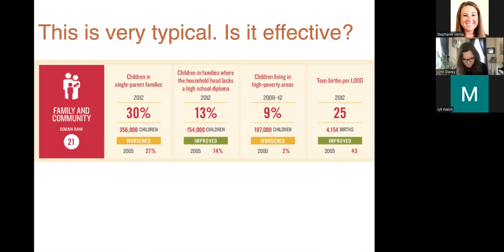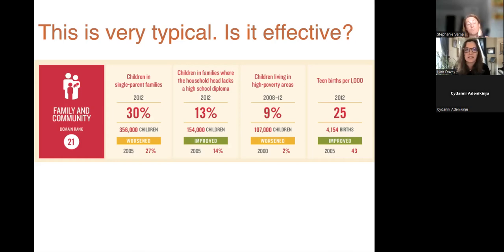Other thoughts? I think some of it is effective, but the bottom portion, like for the first one with the 356,000 children worsened, that part is where I would need some explanation. But the top part, the 30% and up, that makes sense if I was just looking at it at a glance. Children in single parent families, 30% in 2012. Is that 356,000 children, or does that go with worsened? And why is 2005 and 27% over there? Is that how it's worsened? Is that the number it's worsened by? Is that the number of kids?